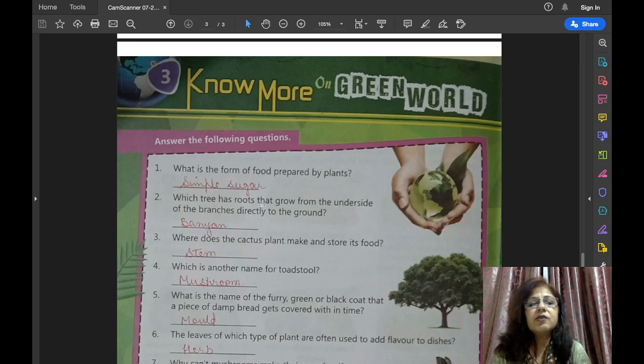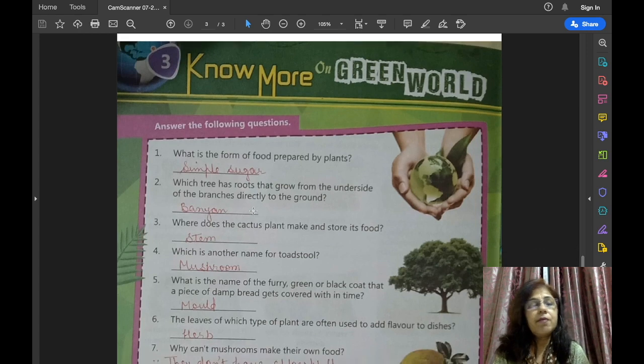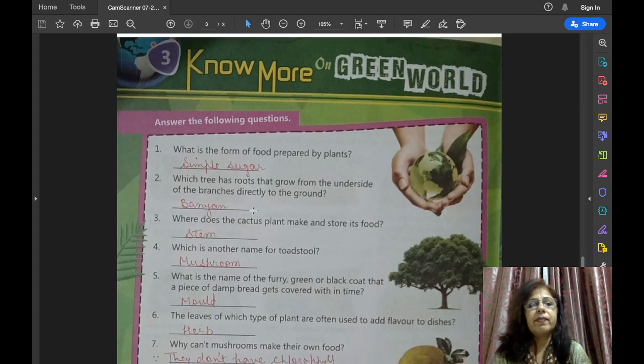Which tree has roots that grow from the underside of the branches directly to the ground? The name of this tree is banyan. This tree has roots that grow from the underside of the branches and go directly to the ground. So the name of this tree is banyan.